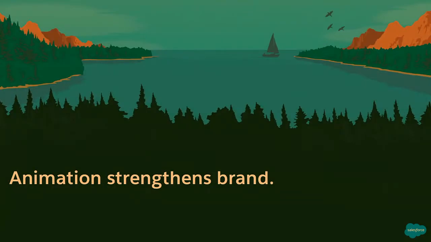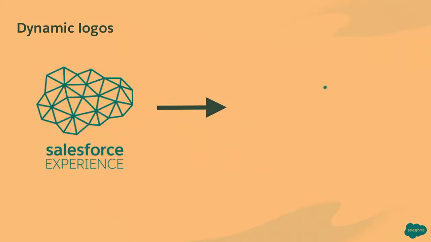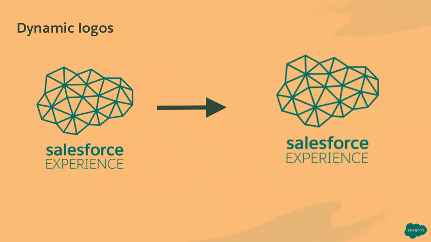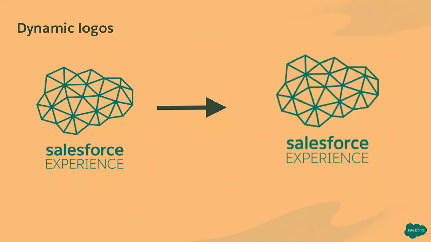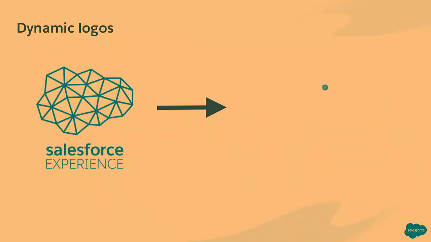So animation not only solves these design challenges for the user, but it strengthens the brand of your product. So let's take a look at an example of this. On the left, we see a static logo for the Salesforce experience. It's a great logo. I think it offers a geometric cloud, shows that we're an engineering-powered organization.